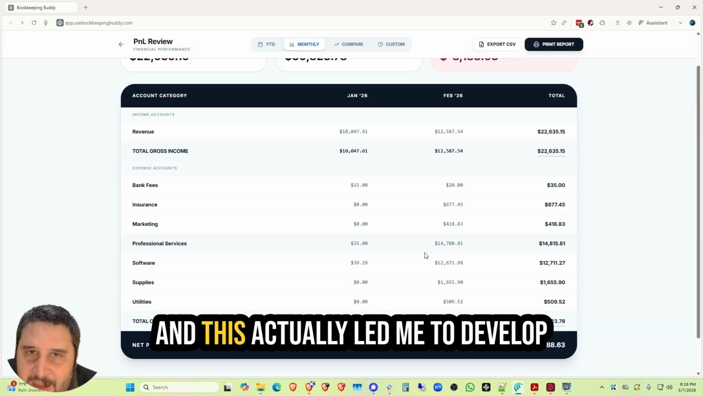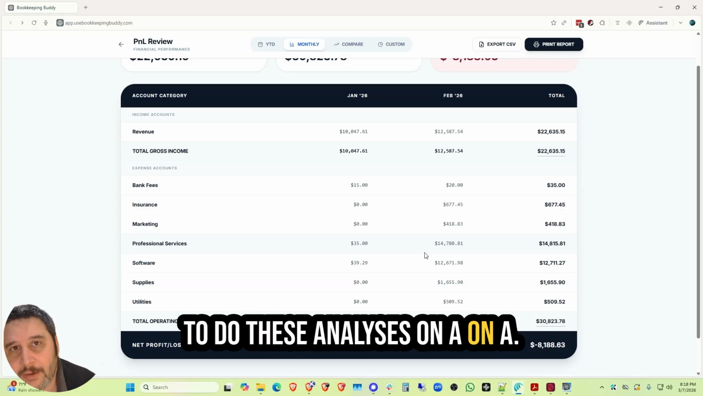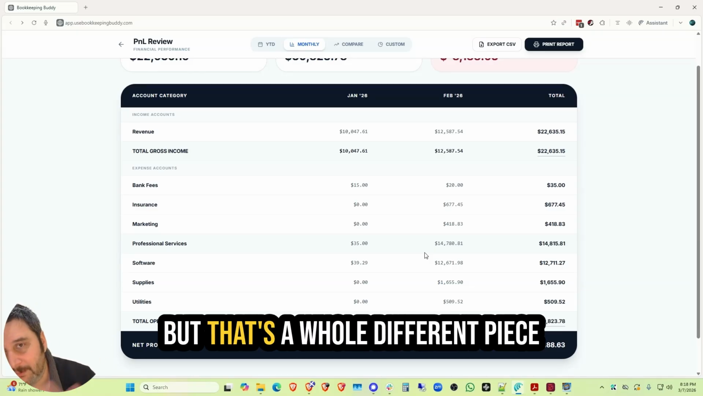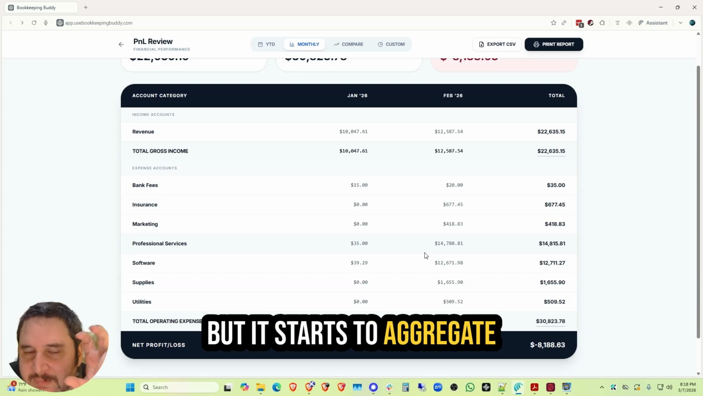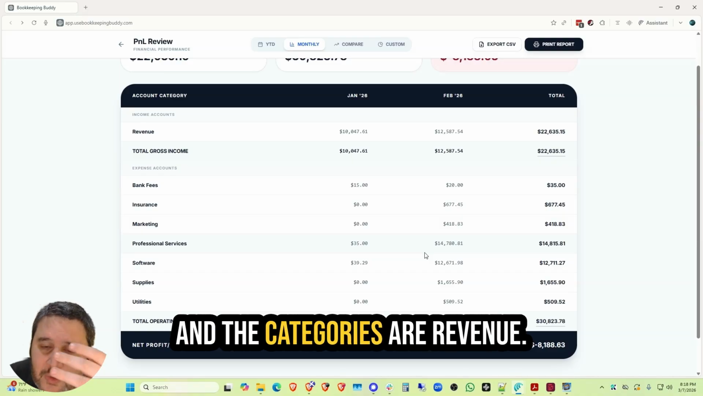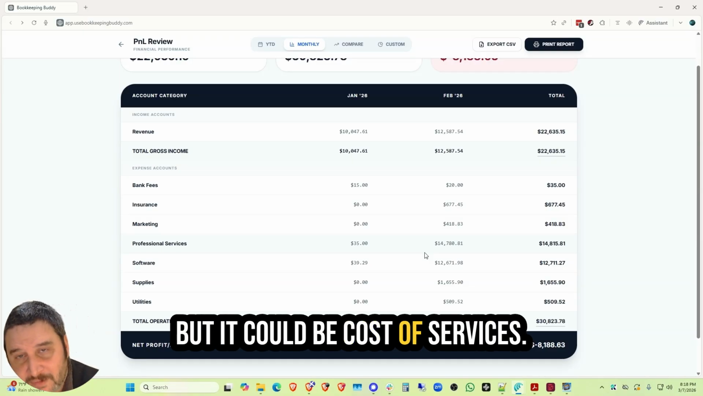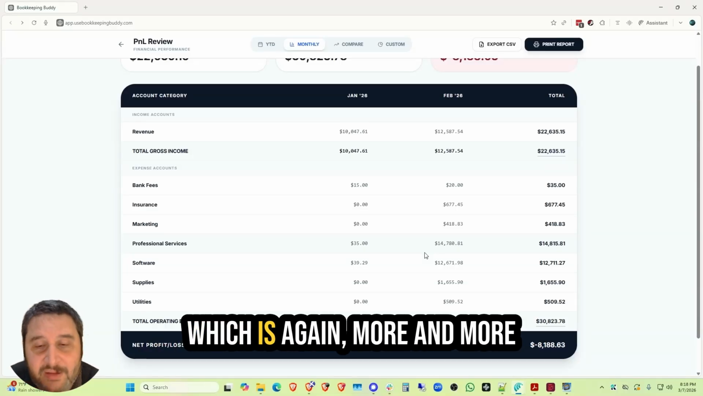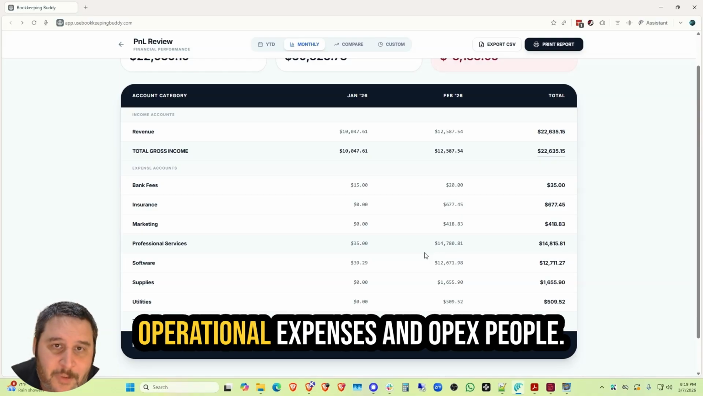And this actually led me to develop a system that I call the Clear Path Framework for when we can start to do these analyses on a regular basis. But that's a whole different piece of software that isn't done yet. But it starts to aggregate revenue and expenses into different meta categories. And the categories are revenue, fulfillment, which could be cost of goods, but it could be cost of services if you have a service type business, which is, again, more and more common. Customer acquisition cost, OPEX systems, OPEX meaning operational expenses, and OPEX people.